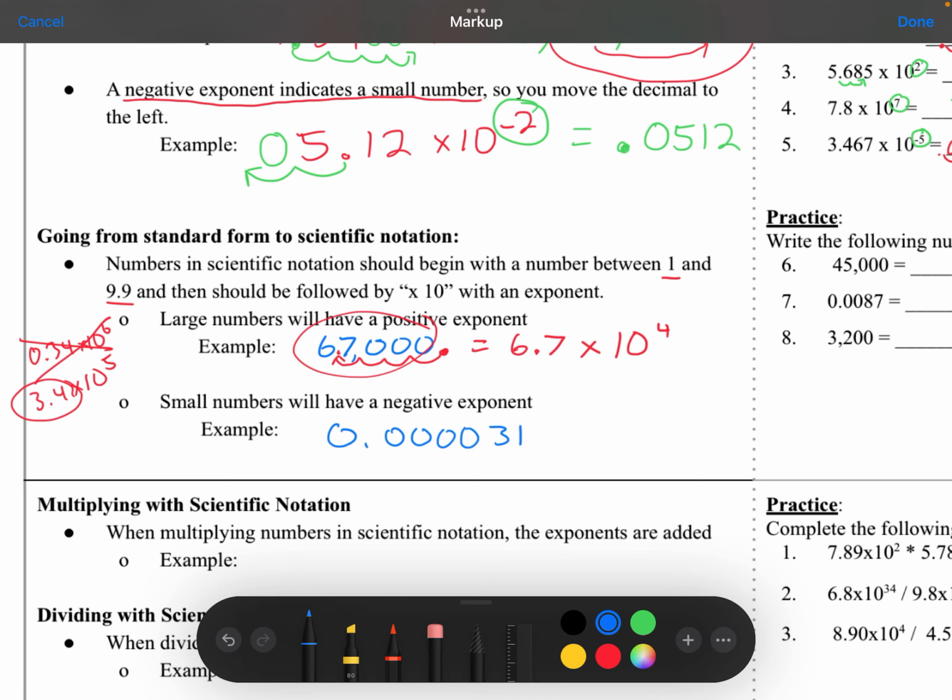If, however, I started out with a really, really little number, like say 0.0000031, that's a little number. So I know that my final answer is probably going to have a negative exponent. Here's my decimal point. I'm going to move it over to the right this time to land at a number between 0 and 9.9. I'm going to move it over 1, 2, 3, 4, 5 spaces. All right, so my new number is 3.1. I moved it 5 spaces, and it was originally a small number, so my exponent is going to be -5.